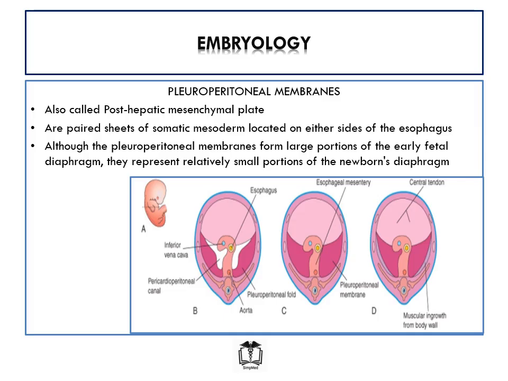So it's just important to know that the peritoneal membrane initially in fetal structure forms a large chunk of the diaphragm, but in the adult structure forms a small portion of the diaphragm.